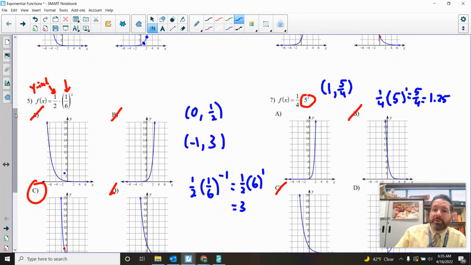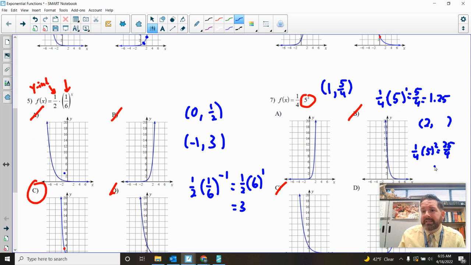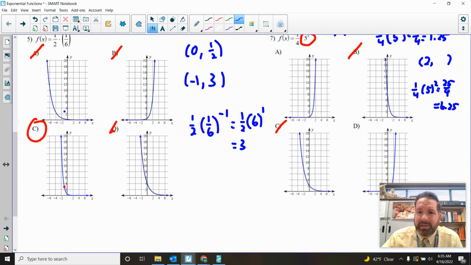Let's evaluate the ordered pair that starts with 2, and forgive me, I'm running out of room here, and see what comes out the other side. So let's think about this down here. That'd be a fourth times 5 to the second. 5 to the second is 25. 25 divided by 4 is about 6.25. So just a little bit past 6. So here's what we're looking for. I want to see when x is 2, is the graph just a little bit past 6?